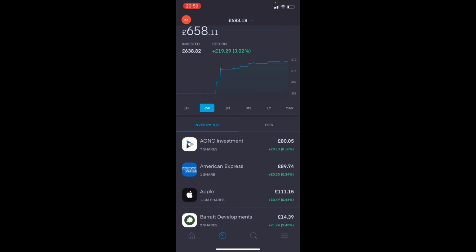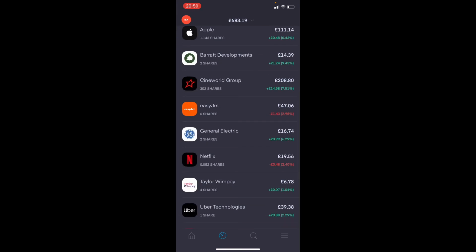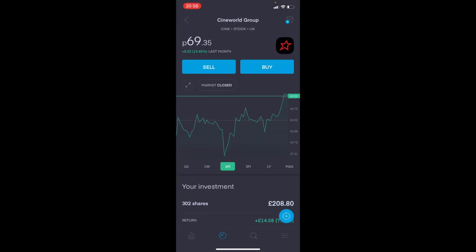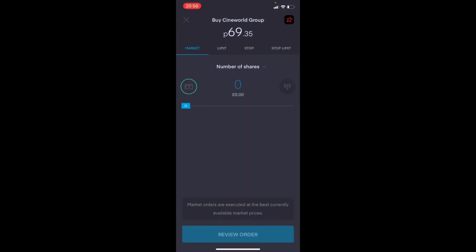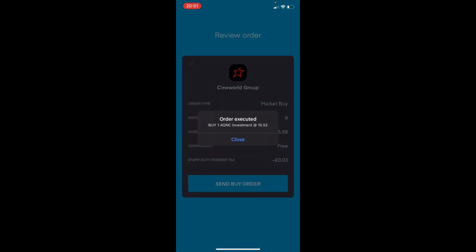which is a real estate company in America. Now let's say I wanted to buy some shares in Cineworld Group. So I'll go buy, and they're trading at 69p per share. If I wanted to buy 8 shares in them, that would be £5.58. So review order, and you'll see here, because it's a UK stock, there's a small amount of stamp duty of 0.3p to pay. That is something that the government applies to it.